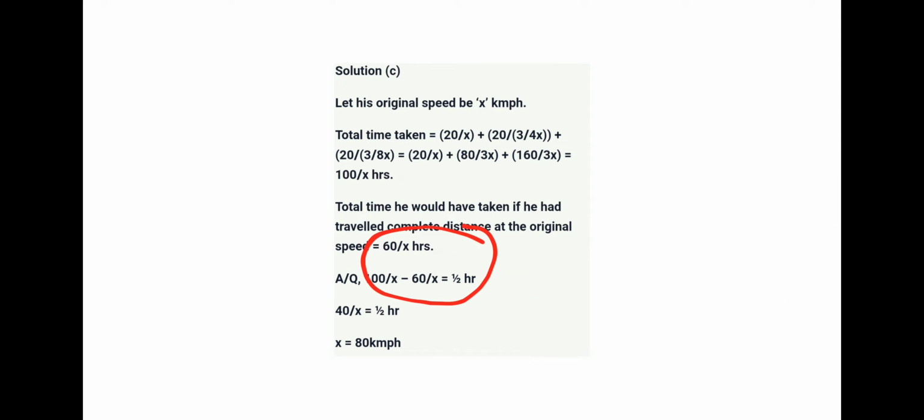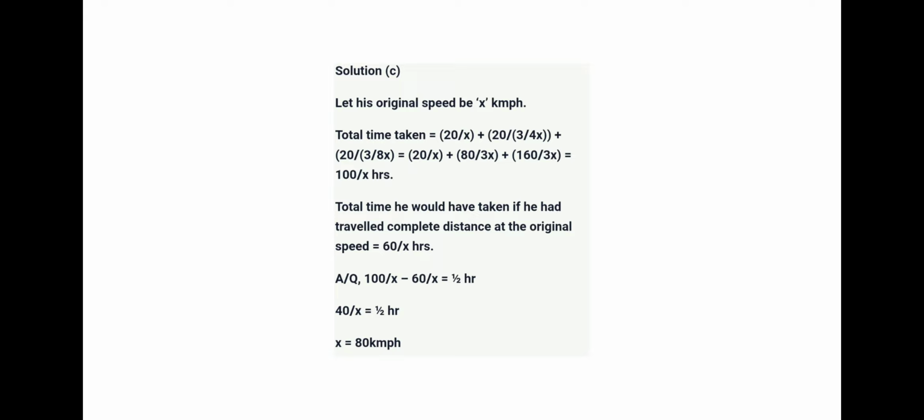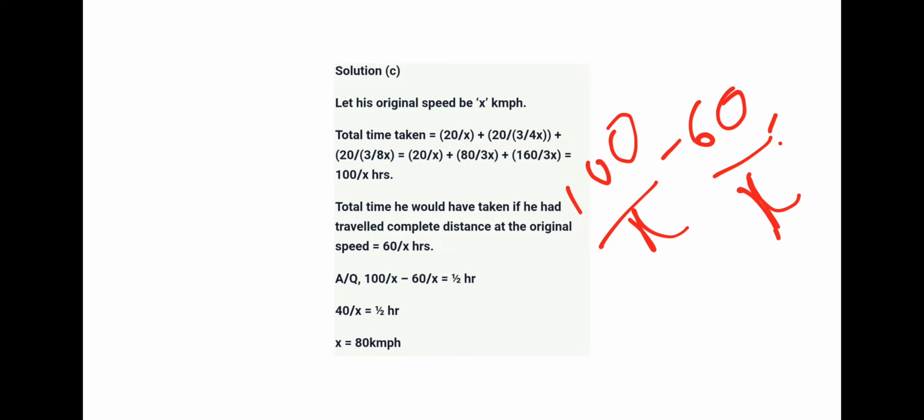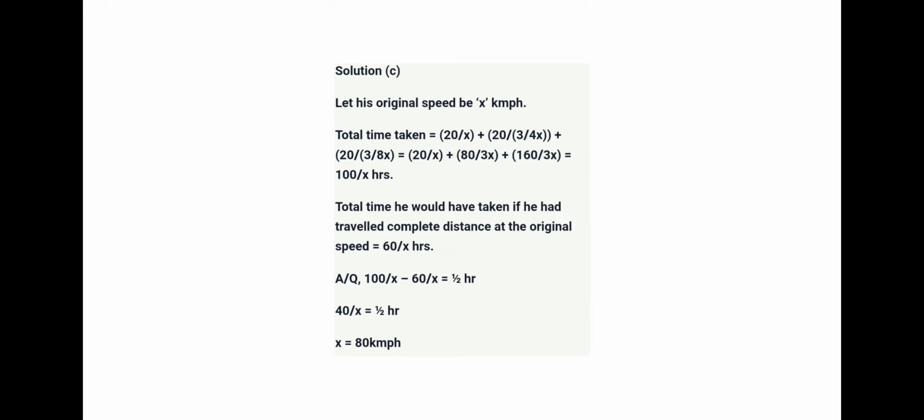If you calculate, you'll get the x value, but the time given as per the question is 30 minutes late, that is nothing but half an hour. So 100 by x minus 60 by x is nothing but half an hour. If you solve this equation, 100 minus 60 is 40, 40 by x is equal to half an hour. So x value is 80 km per hour. So option C is the correct answer for MCQ number 4.